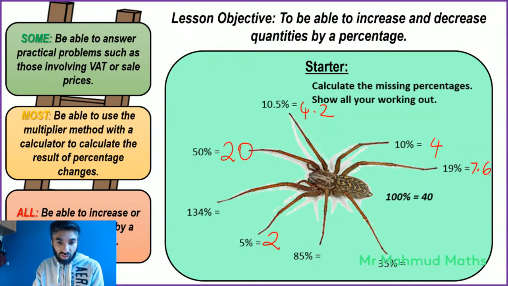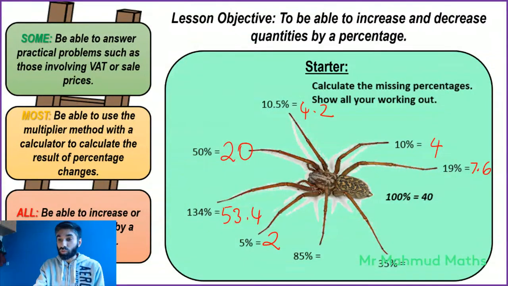134%. Ahmed is saying 53.6, and it does look right, because 134% will be more than the amount that you've been given. It cannot be less than the actual amount. So it's more, therefore it looks about right. If it was less than 40, then you'd have to check your answer. Okay. And then we have 1.34 times by 40. Actor is saying it's 53.6. Yes, it is 1.34 times by 40.